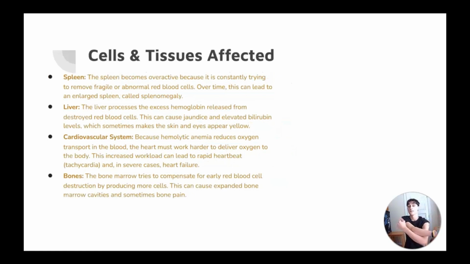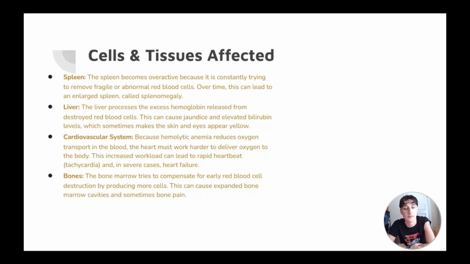The cells and tissues affected. So here, we have four main things that are affected: the spleen, the liver, the cardiovascular system, and the bones. So for the spleen, it becomes overactive because it is constantly trying to remove fragile or abnormal red blood cells, and over time this can lead to an enlarged spleen called splenomegaly. The liver processes the excess hemoglobin released from destroyed red blood cells. This can cause jaundice and elevated bilirubin levels, which sometimes makes the skin and eyes appear yellow.